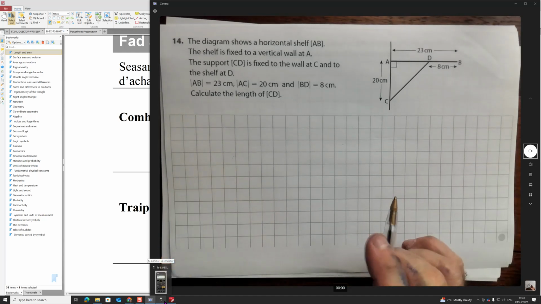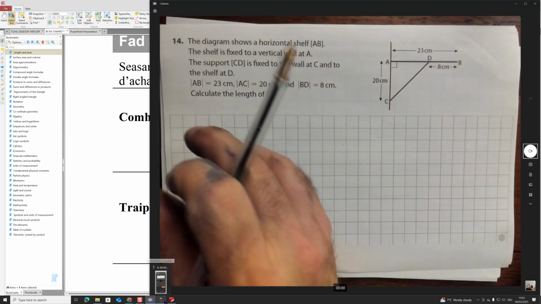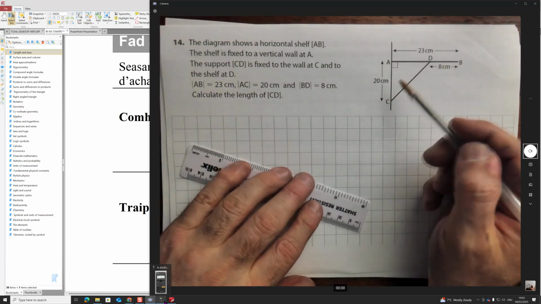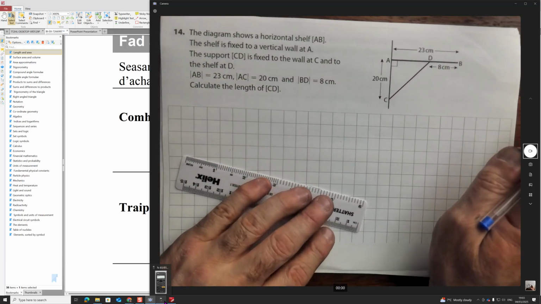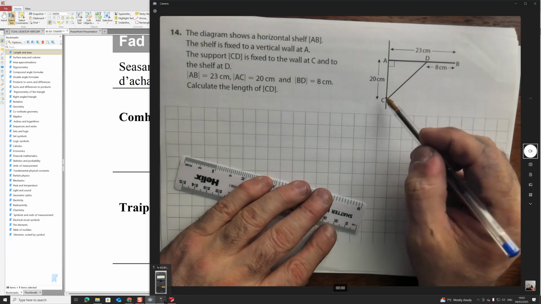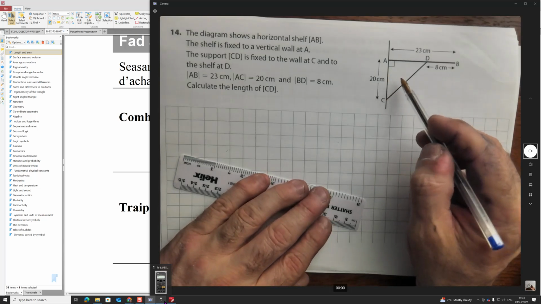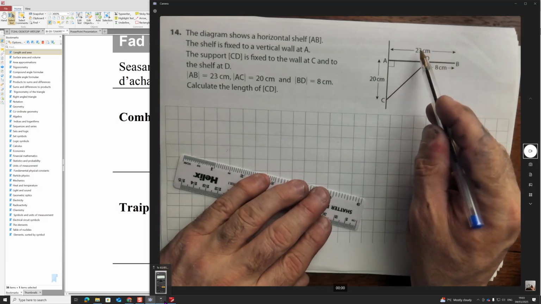Okay, so we're on to question 14. So first try and figure out what's going on. I think we've seen this loads of times. It's a thing for holding up a banner or something. We have a 20 here, we have an 8 here.